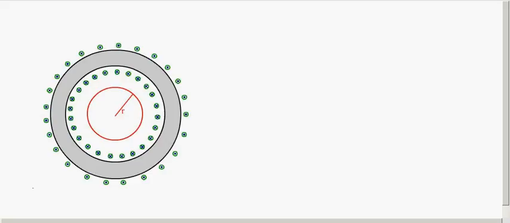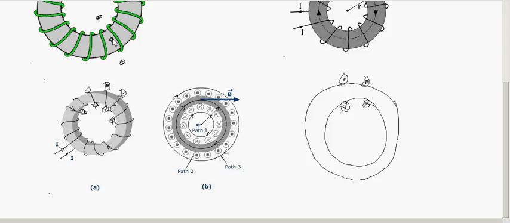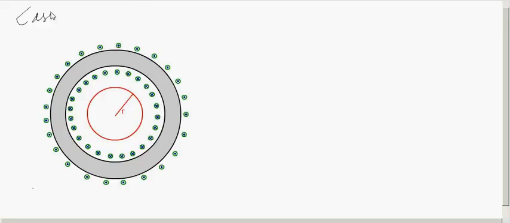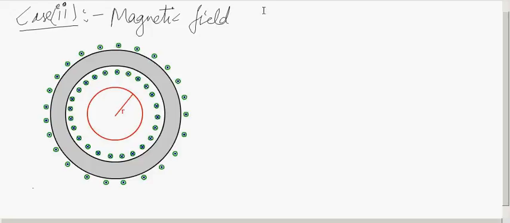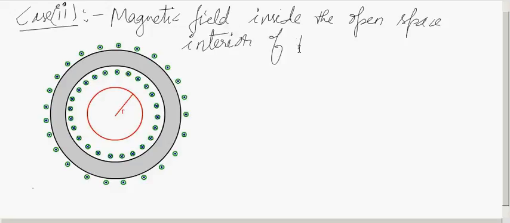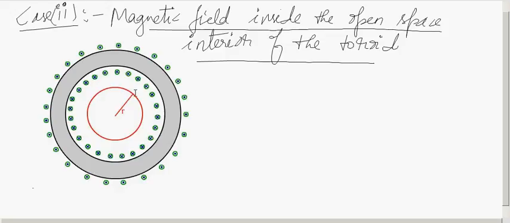Now as I said, we have three different cases. So we found what is the magnetic field inside the toroid. Now we will find out in the open space inside the toroid, at this point, what is the magnetic field. So we'll consider case 2: magnetic field inside the open space, interior of the toroid. Now we are considering the magnetic field somewhere at this point.